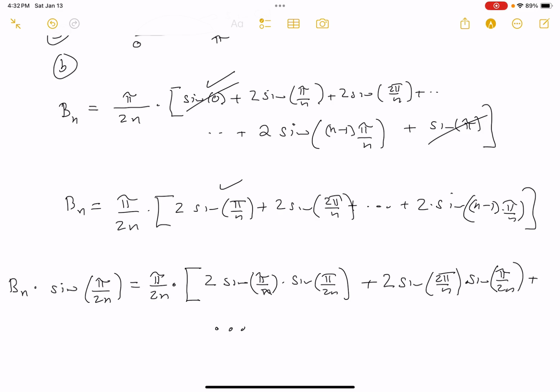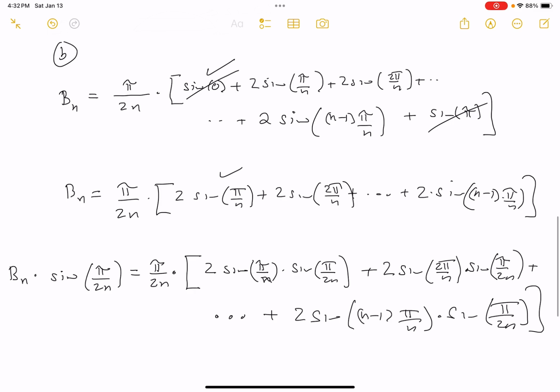Plus dot dot dot plus 2 sine (n minus 1) pi over n times sine pi over 2n. All right.